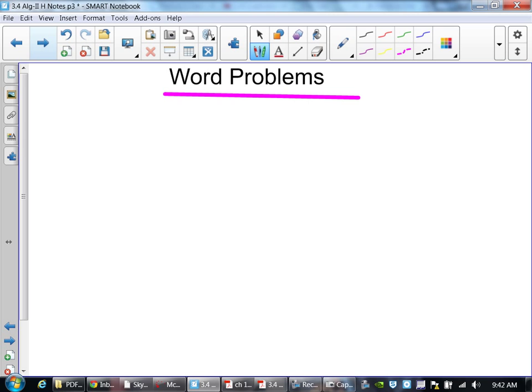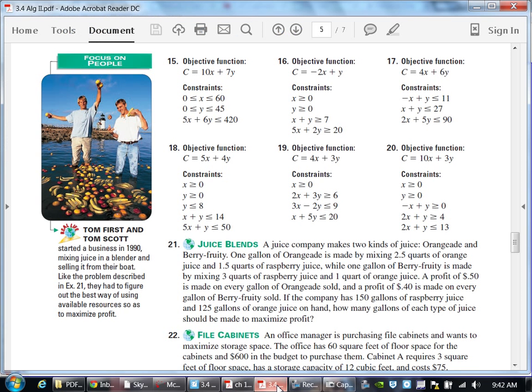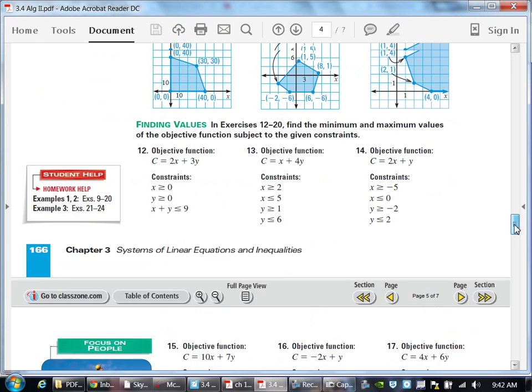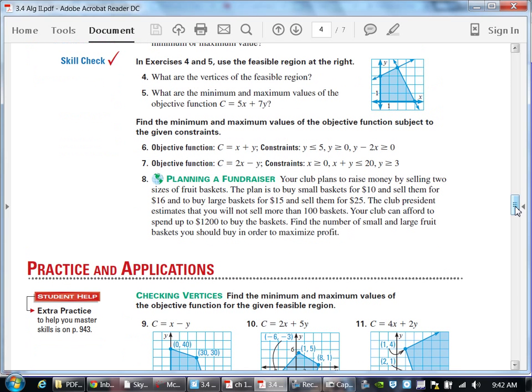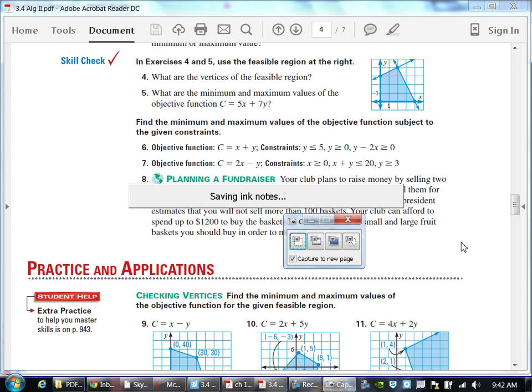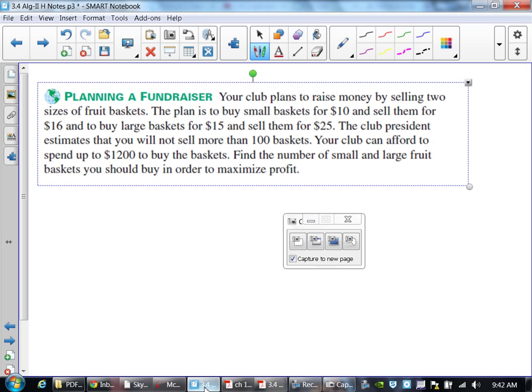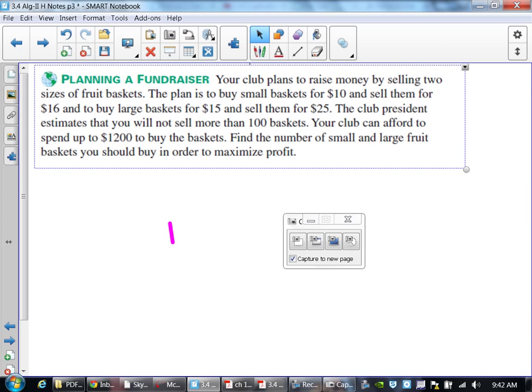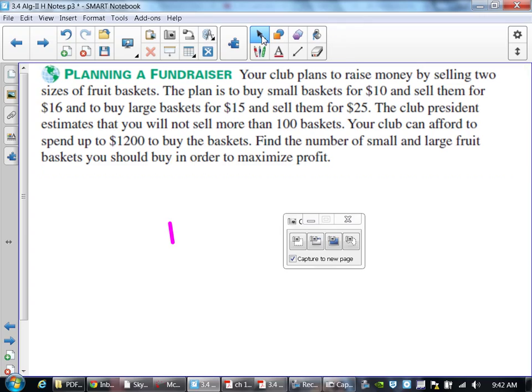So what I want to do is walk you through how we can take a very simple word problem that is a constraint problem to maximize some function. I'm going to start this with the fundraiser one. This is where we put this in a real life problem. So this is the fundraiser problem. It's number 8.